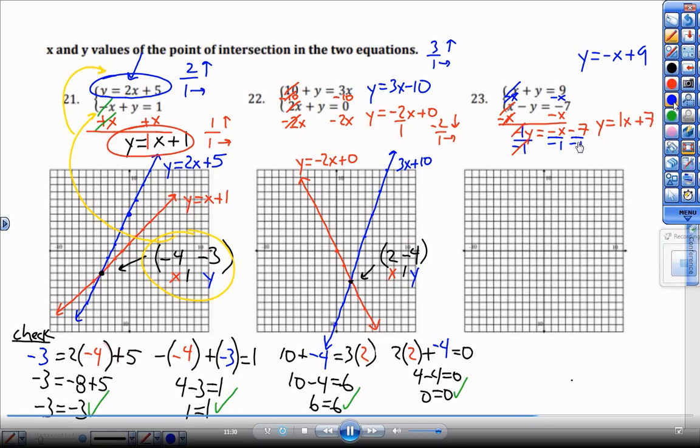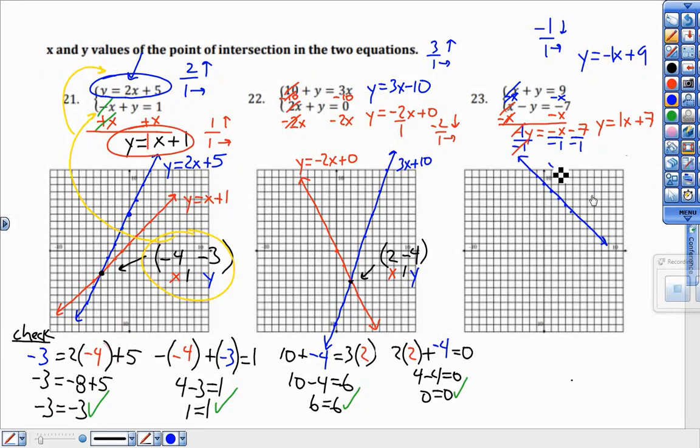So when I graph them, I'm going to go up to positive 9. I'm going to recount that. I think I counted wrong before. So positive 9 going up 9 on this 1, 2, 3, 4, 5, 6, 7, 8, 9. And then the slope of negative 1 over 1, right 1, down 1, right 1, down 1. That is my line. Y equals negative 1x plus 9.